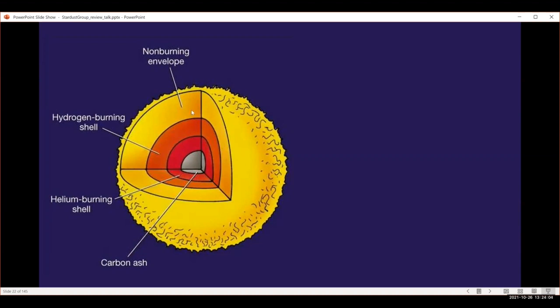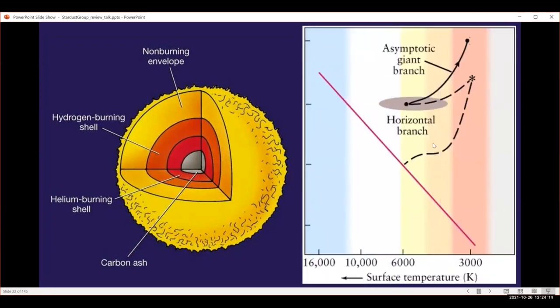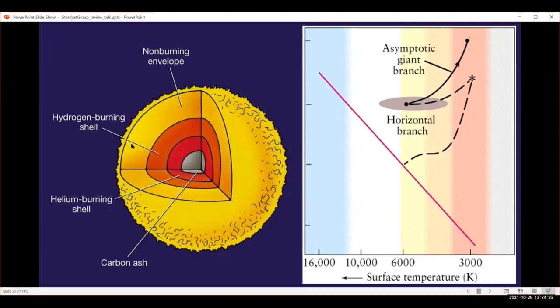But this will cause this outer envelope to expand again. So instead of just having hydrogen burning causing the outer envelope to expand, we've got helium and hydrogen burning. And so what we get is something that switched on helium burning, used up all of its helium, and now it's going to become a red giant again because this hydrogen and helium burning shell is heating the outer layers and causing them to expand.